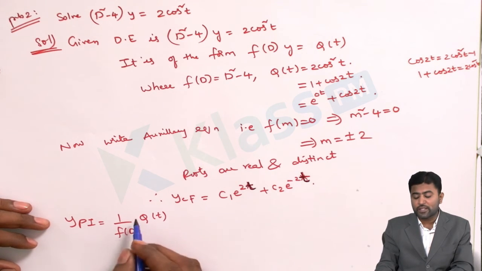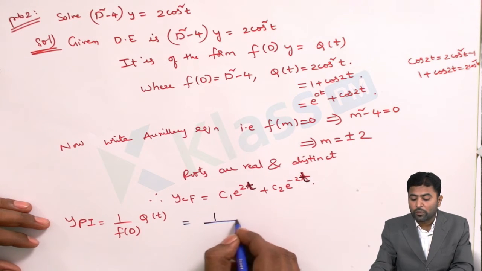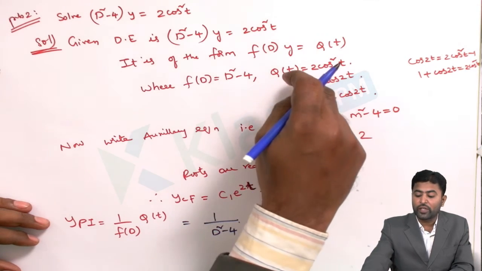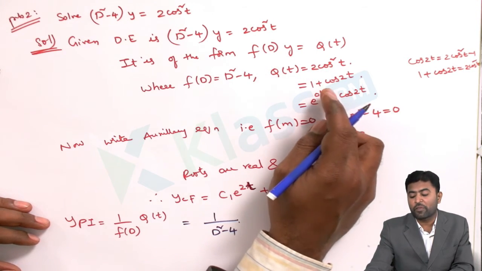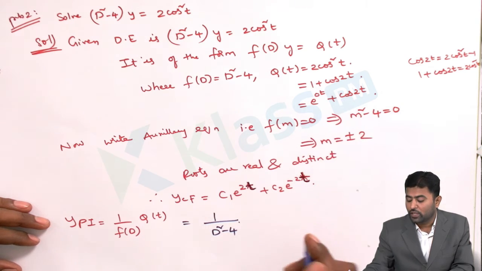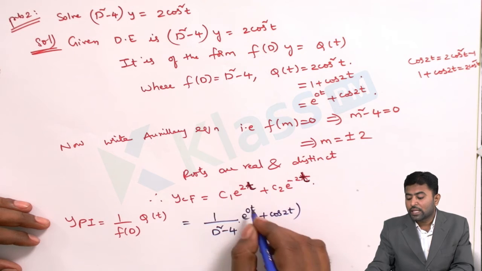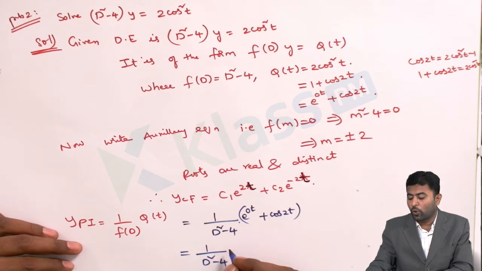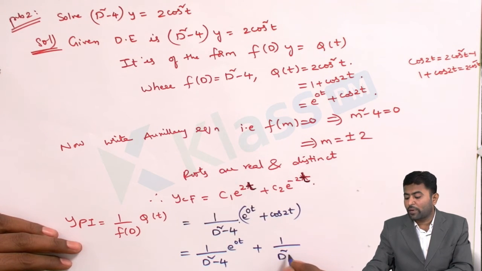So here I wrote YPI is equal to 1 by f of d q of t, which I can write as 1 by d square minus 4 into q of t. Q of t was given as 2 cos square t. I made it as e power 0t plus cos 2t. Then separating these terms, I'll get 1 by d square minus 4 e power 0t plus 1 by d square minus 4 cos 2t.